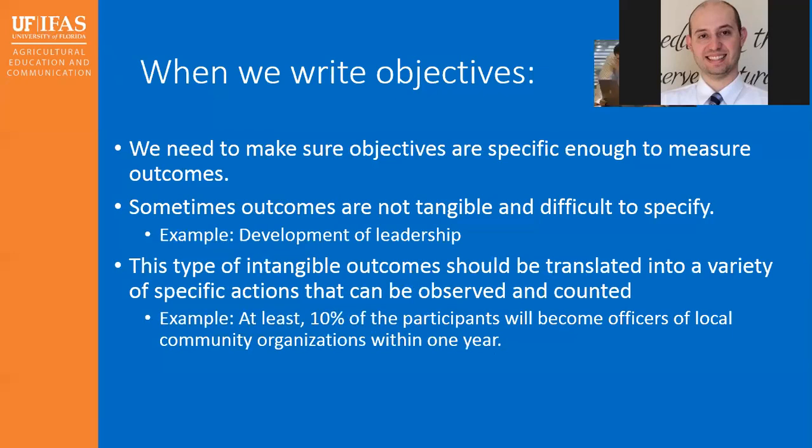The challenges arise when outcomes like the aforementioned seeding rates are not tangible and difficult to specify. One example is development of leadership. The best way to approach this type of intended outcome is to translate it into a variety of specific actions that can be observed or counted. So for example, for development of leadership, an example could be at least 10% of the participants will become officers of local community organizations. So again, this gets at kind of that covert versus overt and giving yourself an opportunity to actually measure what you're looking for within your participants.